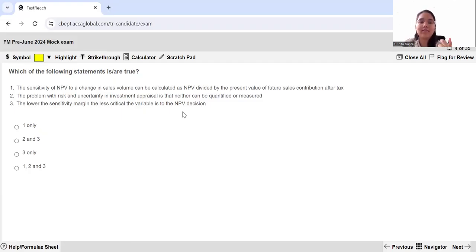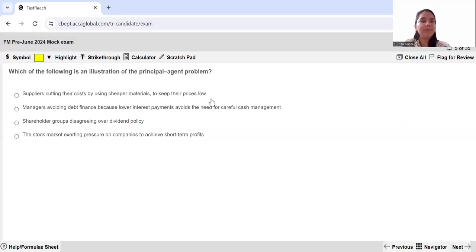Let's suppose the sensitivity to sales volume is 5%. This is a very small figure. So if my sales volume gets down by 5%, then my NPV can straight away come to 0. So a small change in my sales volume is going to have a big impact. That is what this means. So statement 3 is also incorrect, which leads us to option A as our answer. Only statement 1 is correct.